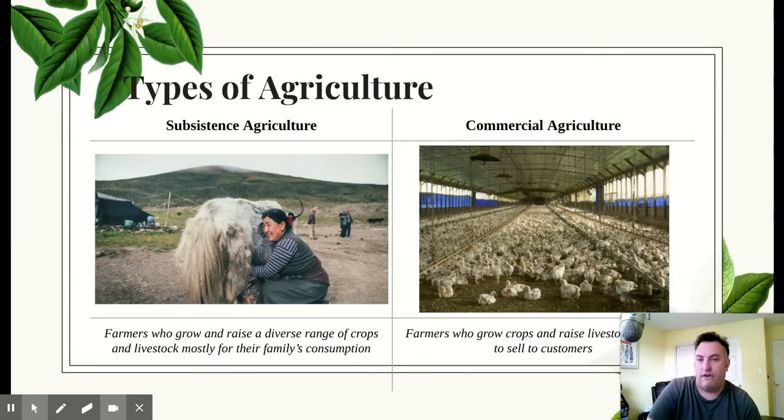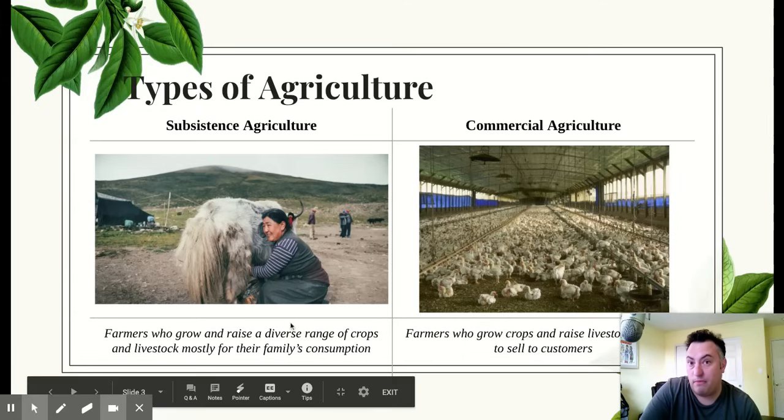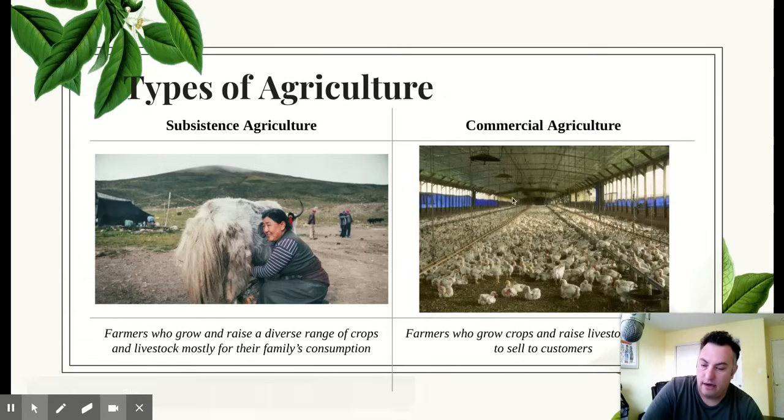This is very different than what we call commercial agriculture, okay? Farmers who are engaged in commercial agriculture, they want to make a profit. They want to sell things. They want to make some money. So that's what you see here in like this big chicken silo, okay?